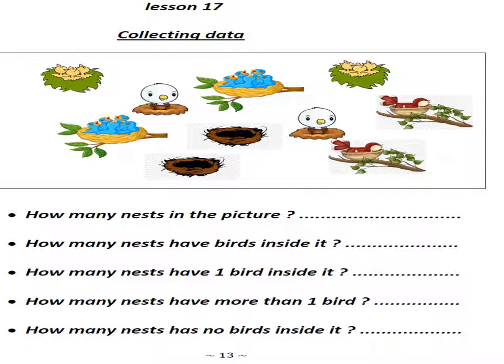How many nests? So we will start to count 1, 2, 3, 4, 5, 6, 7, 8, 9, 10. So we have 10 nests. So we will write 10 in digits and in letters.